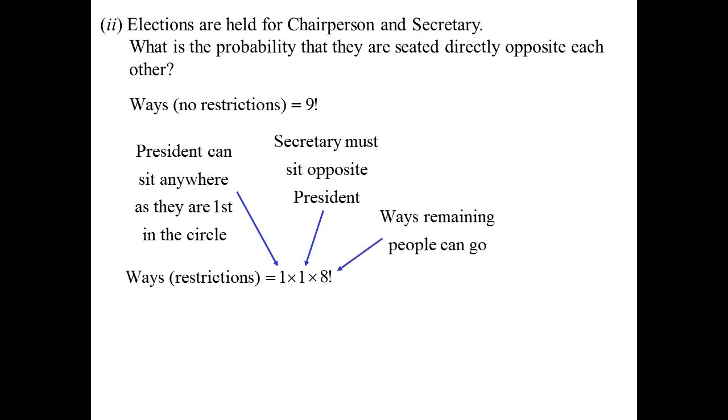Now we've got to place the other 8 people. But because there are 2 people sitting in the circle, the positions are now defined, so it is 8 factorial. It's only if the circle is empty that we take 1 off. So 8 factorial. There's our probability, which cancels down to be 1 in 9.